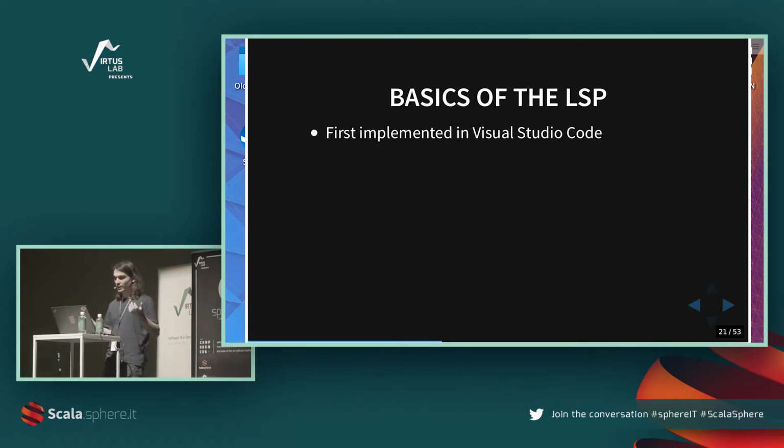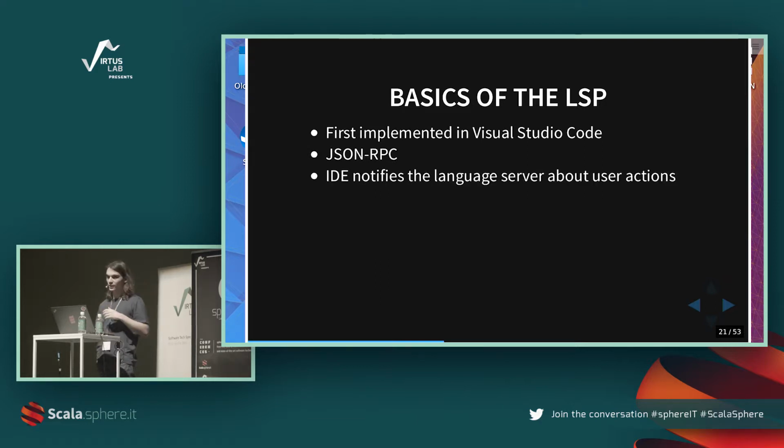So the way the LSP works is it comes from VS Code, but there's been a bunch of alternative implementations now. It uses JSON RPC. The IDE tells the language server when the user does something, say, I want to go to the definition of the symbol at this point.